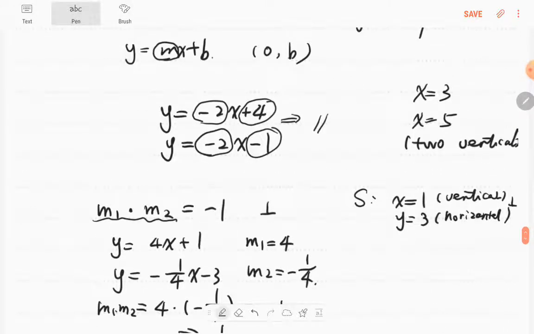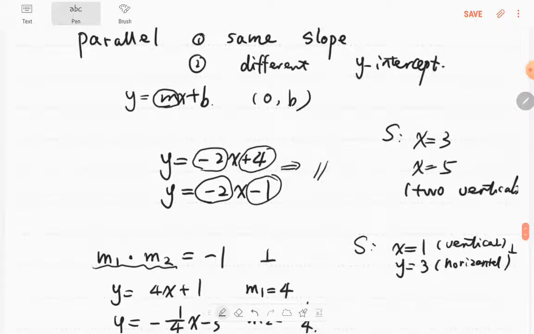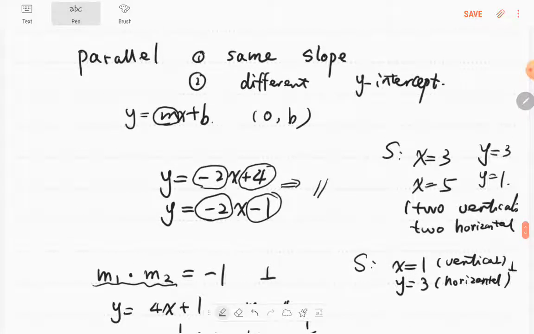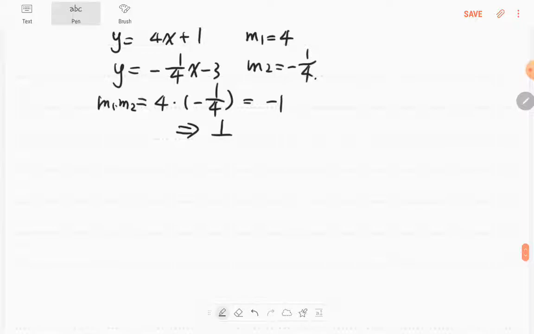Just like we have the special case for the parallel case, there are two vertical lines. Of course, we can also have two horizontal lines. Two vertical lines are parallel. Two horizontal lines are also parallel to each other. Let's check the example.